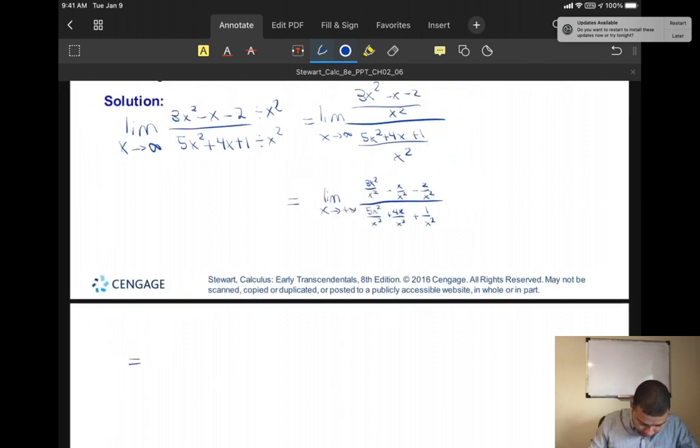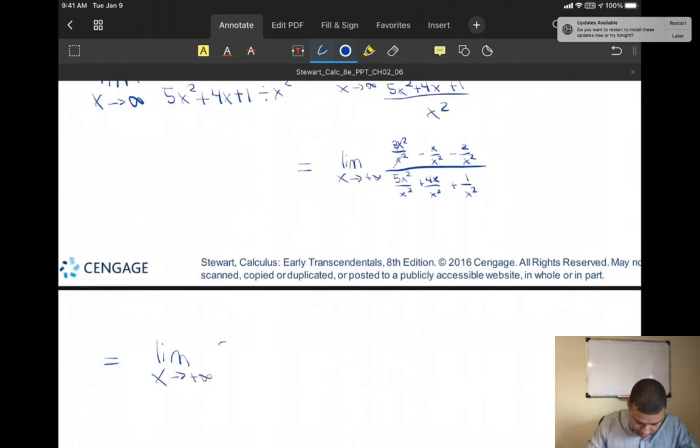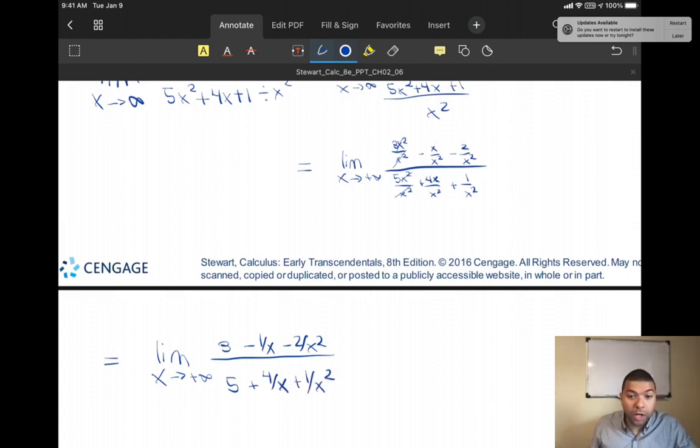So what you do now is you look at what happens when you cancel these two out. You get a 3 on the top, and then at the bottom you get 1 over x, and then minus 2 over x squared, and then you get a 5 here by canceling these two out, and then 4 over x, and then a 1 over x squared. So that's what you want to make happen.